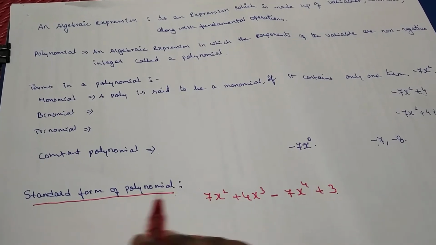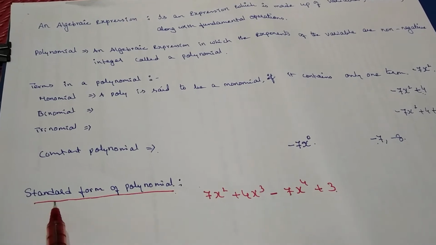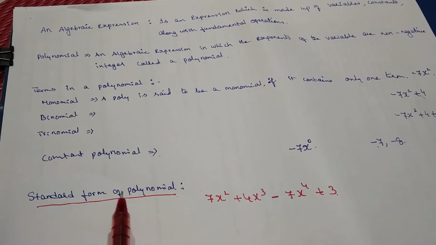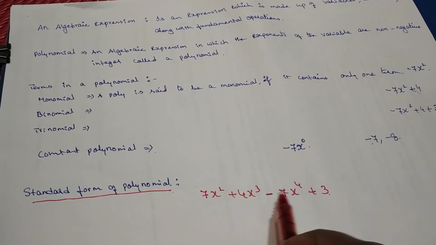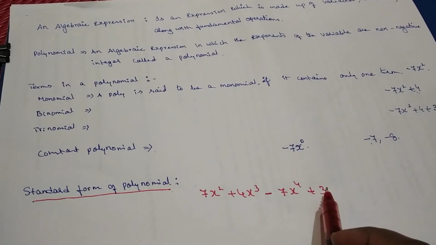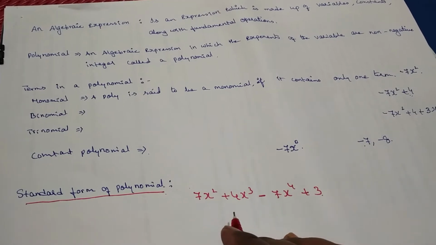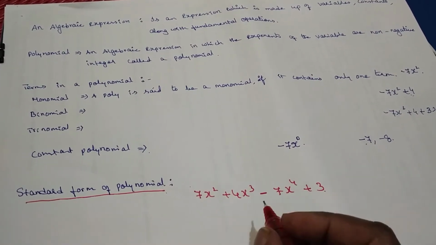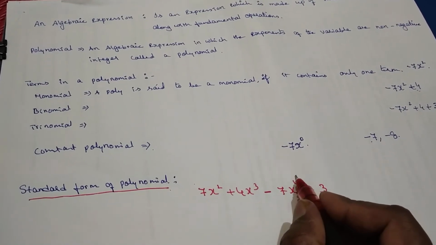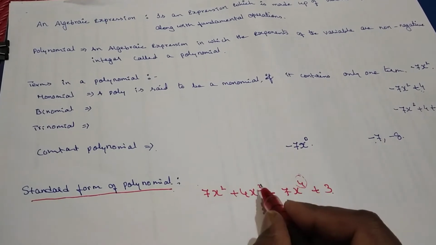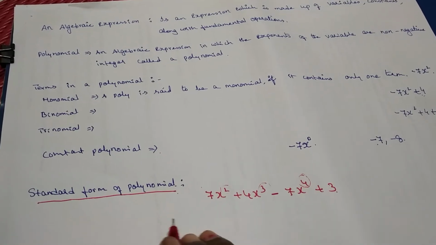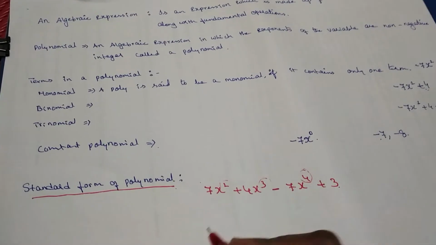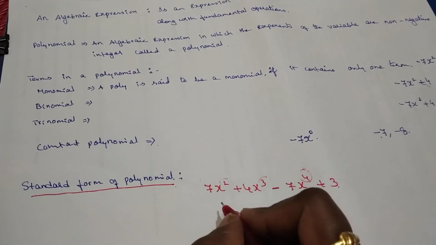Now I should write this polynomial into the standard form. So what does the standard polynomial tell you? When the terms of the polynomial are written in decreasing order of the powers of the variable. So here power is 4, power is 3, power is 2. So these powers I have to write in decreasing order. Means I have to rearrange this expression.